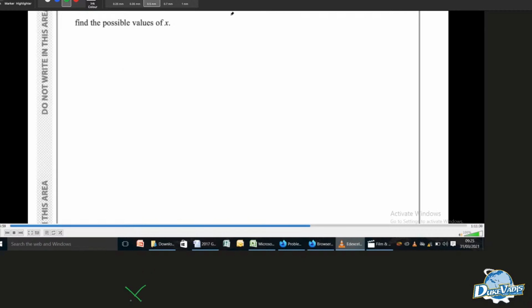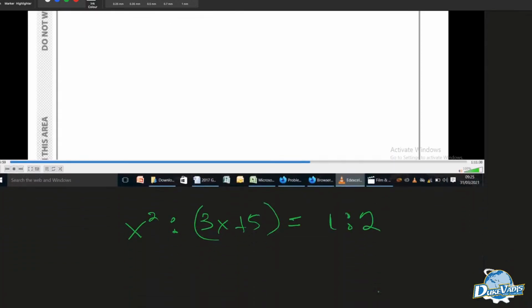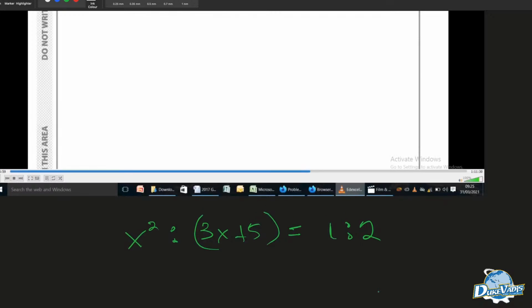So we've been given x squared to 3x plus 5 is equals to a 1 to 2 ratio, and we're supposed to find the possible values of x. So this actually means that x squared over 3x plus 5 is equals to 1/2.